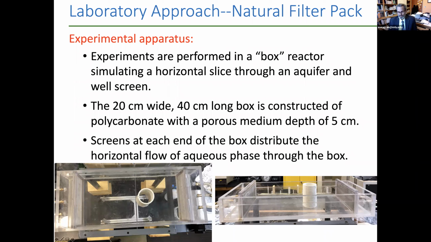And then the well screen was installed into a slot here in the bottom via hot glue, and we could then interchange different well screens to look at the effect of the well screen, and in turn the permeability of the well screen, on the plume that developed. Rob Fritz built this reactor for us, and it worked just great. And you see also at each end of the reactor, there is a screen that holds the porous medium in place and distributes the flow in and out of the box.